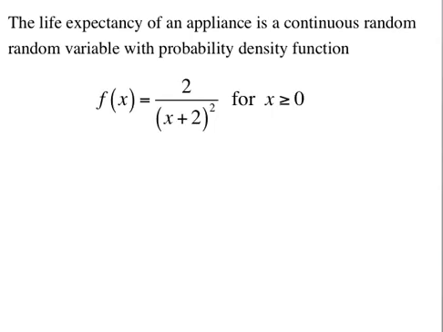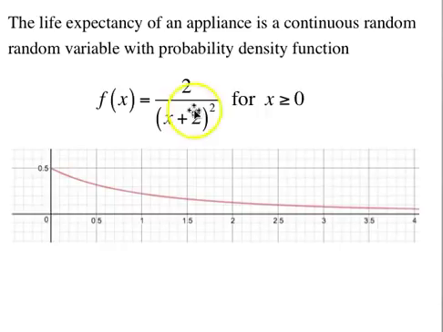So we're told that the life expectancy of an appliance is a continuous random variable that has this as a probability density function. But let's convince ourselves that it really is a probability density function. So the function is defined as 2 over (x plus 2) squared for x greater than or equal to 0. So you assume the function is 0 for all of the values where x is negative. So we can look at a graph of that function. So indeed, 2 is always positive, (x plus 2) squared is always positive, so the function is always greater than or equal to 0. That takes care of our first condition.